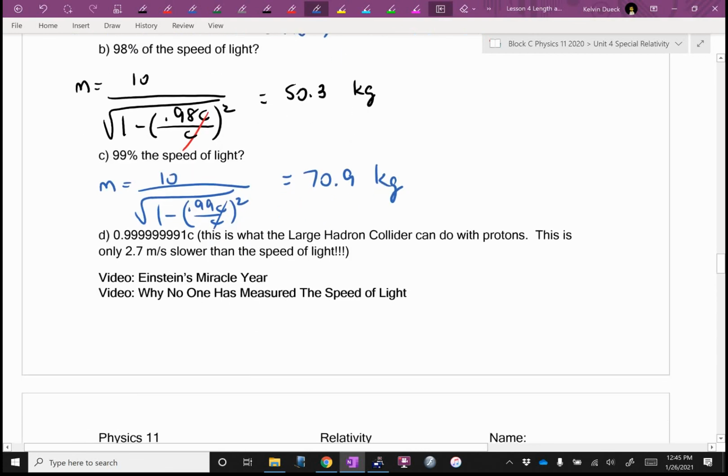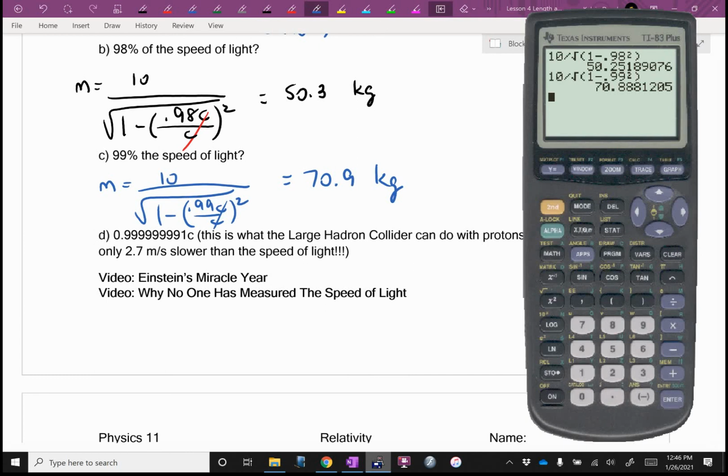I need to update D because they've made the Large Hadron Collider stronger. But back when I first typed up these notes, the Large Hadron Collider could get protons up to 0.99999999 followed by a 1. So on your calculator where the 0.99 was, now try putting 8 nines followed by a 1, squared.